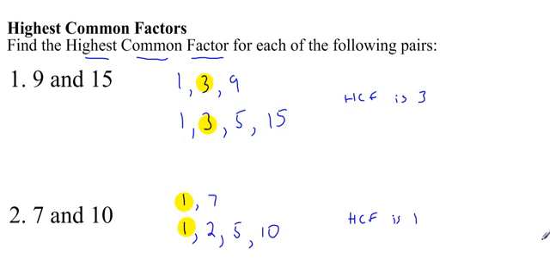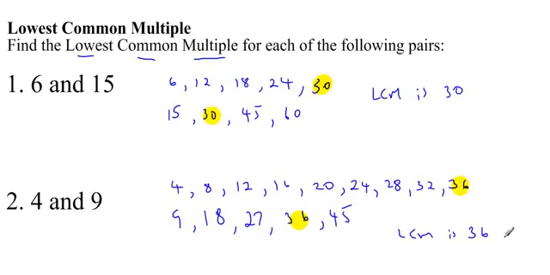Now, quick recap. We looked at finding the highest common factor of a pair of numbers by listing the factors of each number. And we said that once we listed them, we simply look along the lists to find the highest number that's in both lists. And then we looked at the lowest common multiple and found that by listing the multiples of each number, the first number we came to that was in both lists would give us the lowest common multiple.